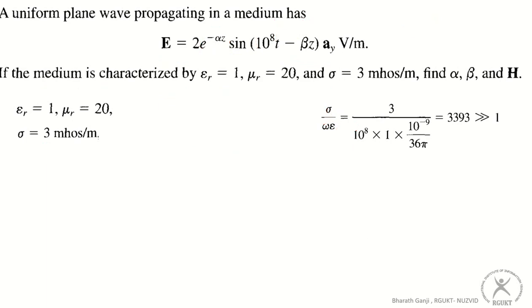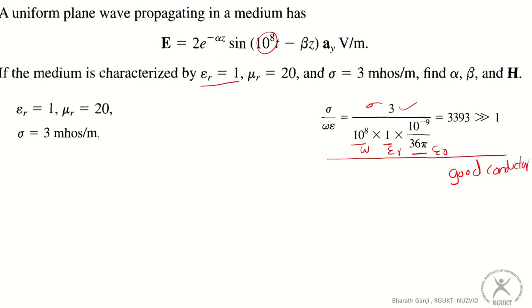So sigma by omega epsilon is given by this number. Sigma is 3, omega is 10 to the power of 8, epsilon is this number. Epsilon r is given as 1, so you took epsilon r as 1. This is epsilon naught, this is epsilon r, this is omega, and this is sigma. You get a number 3339, which is very much greater than 1. This implies that at this frequency, the material which we are seeing is behaving like a good conductor.